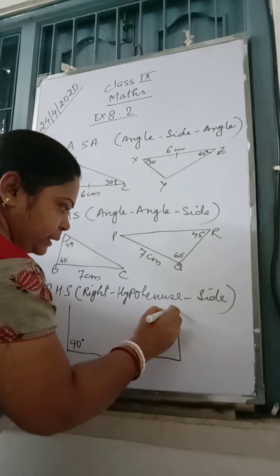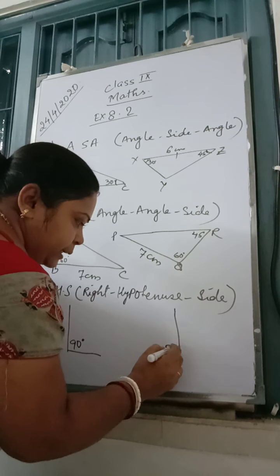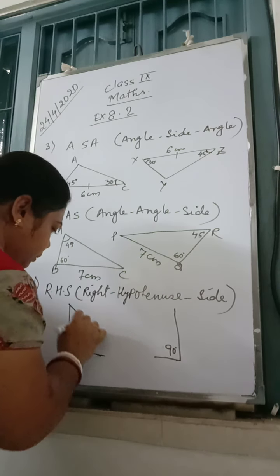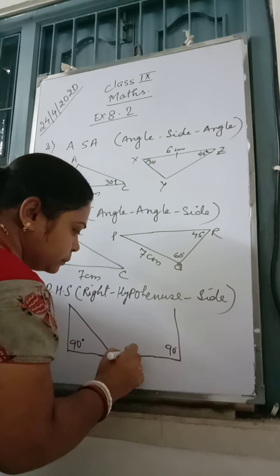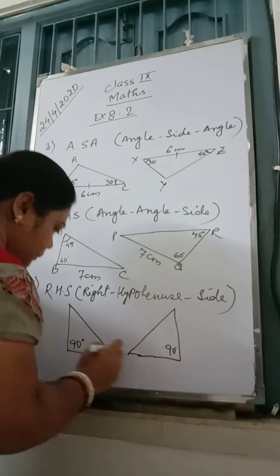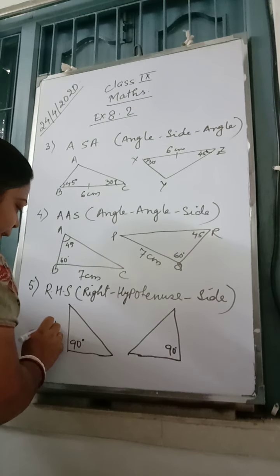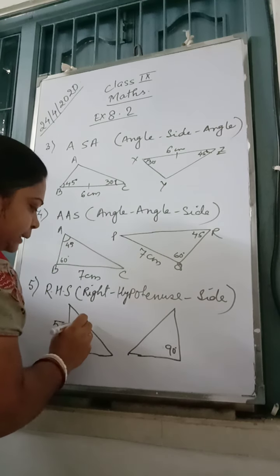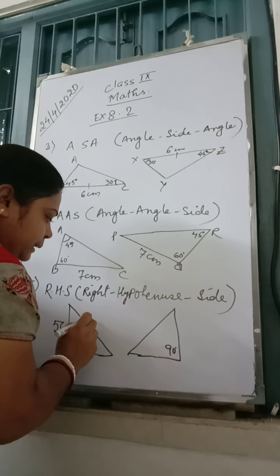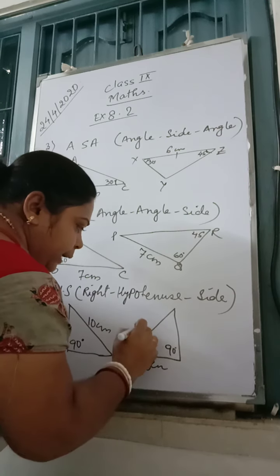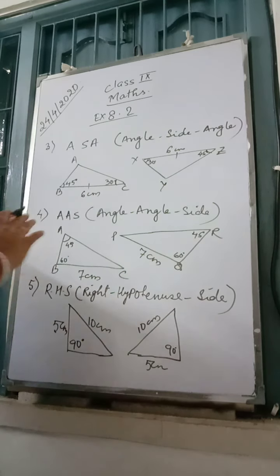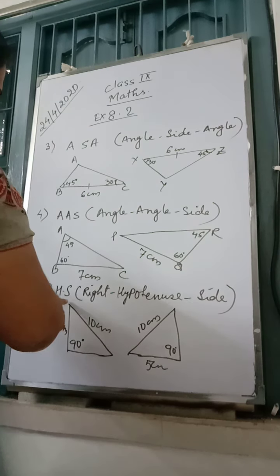Either or, any one side 90 degree, is it? Now this side is 5 centimeter and hypotenuse is 10 centimeter. This side is 5 centimeter and hypotenuse is 10 centimeter. Then the triangle is congruent.